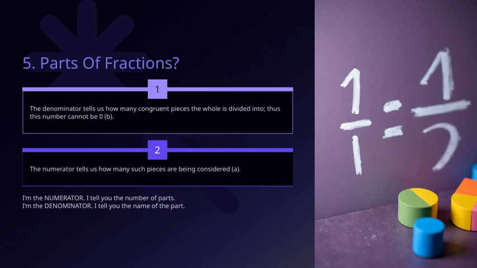Think of it this way: I am the numerator. I tell you the number of parts you're focusing on, and I am the denominator. I tell you the name of the part or how those parts are being divided. So, in a fraction, the denominator is all about the size of the pieces, and the numerator is about how many of those pieces we're referring to. Both are essential for understanding what the fraction actually represents.